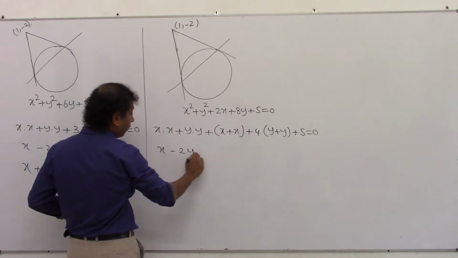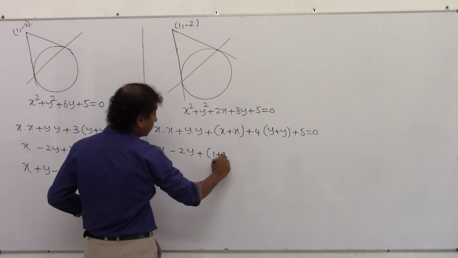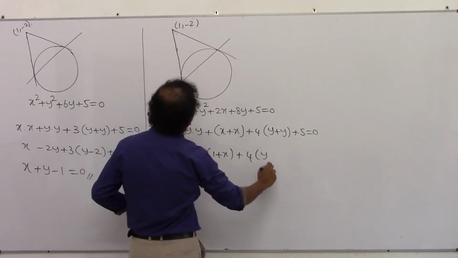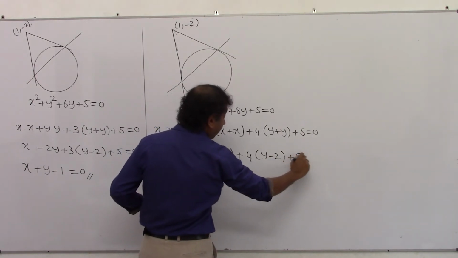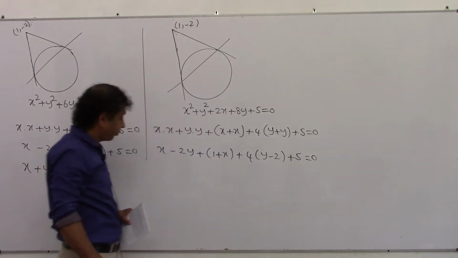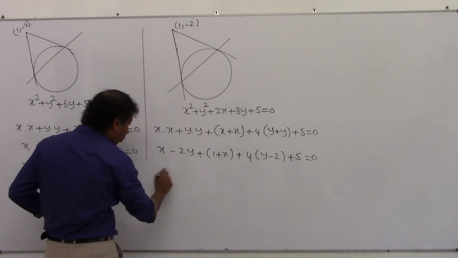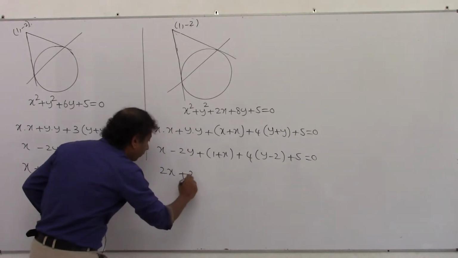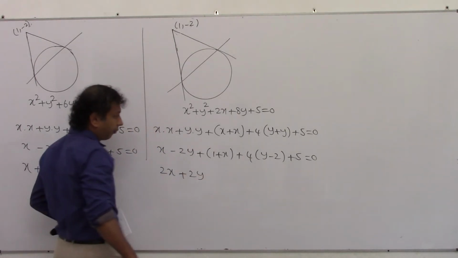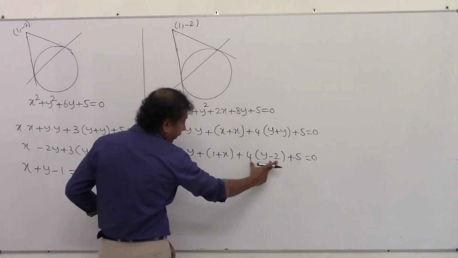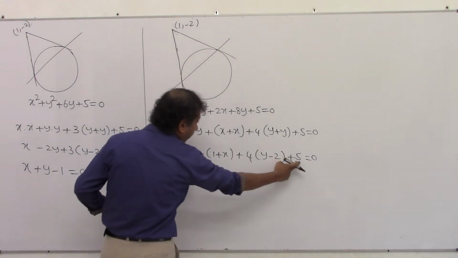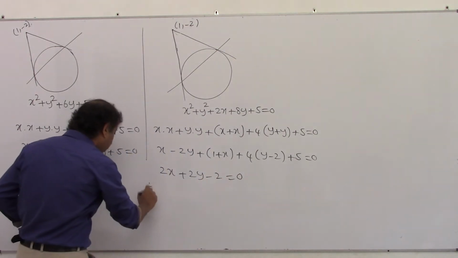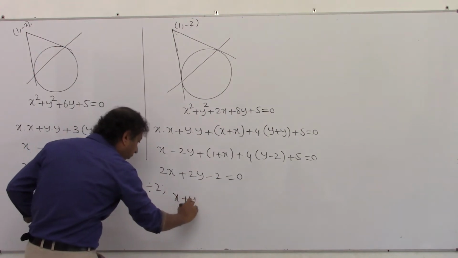Then we get x minus 2y, 1 plus x, 4 times minus 2, plus 5 equals 0. Here x and x make 2x. Here 4y minus 2y is 2y. Here we get minus 8 and here we get plus 6, then minus 2 equals 0. We can divide this by 2. x plus y minus 1 equals 0.